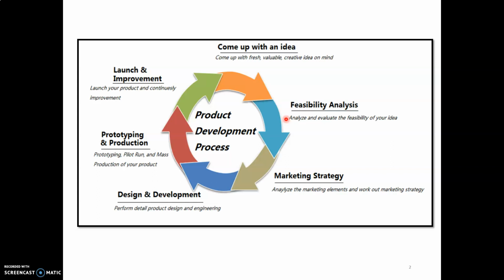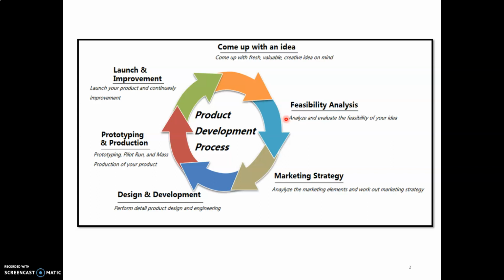Here the first step is to come up with an idea, innovation ideas. Here we take a valuable and creative idea from our mind. The second one is the feasibility analysis. Here we analyze and evaluate the feasibility of our own ideas. The next one is marketing strategy. Here we analyze the marketing elements or parameters and work out a marketing strategy.